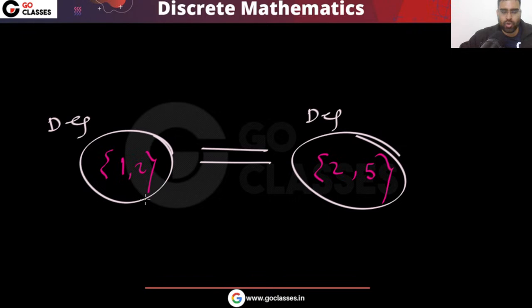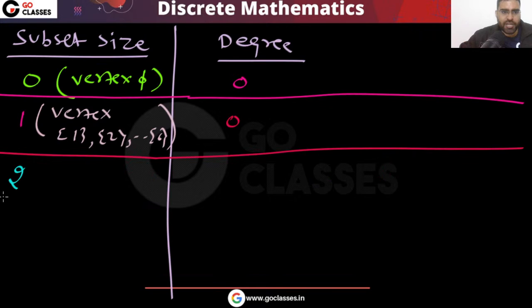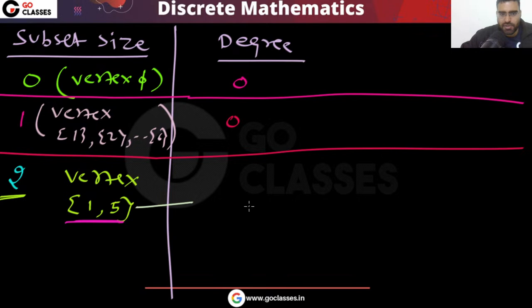Now let me take a particular vertex, 1,5. What will be the degree of this vertex? It will be adjacent to every superset. Do you agree? Whatever superset you create, this 1,5 will be adjacent to that. For this 1,5, how many supersets are there? The remaining elements have two choices. These are the elements 1 to 6.